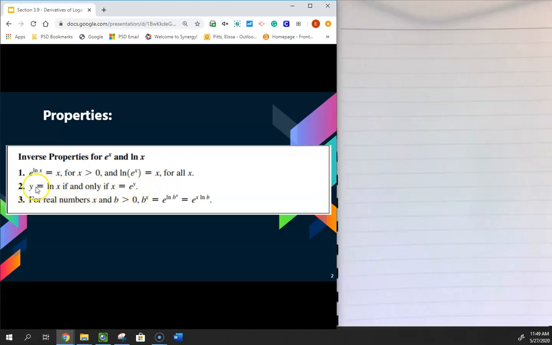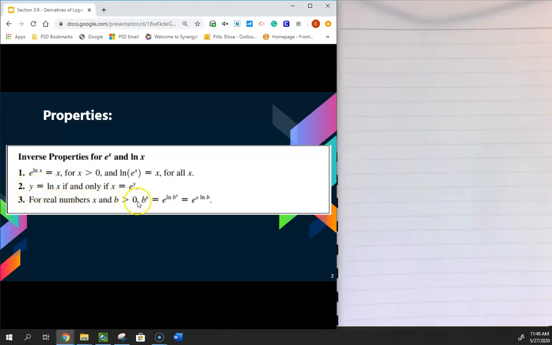Similar property: y equals natural log of x if and only if x equals e to the y. We could take e and raise it to both sides of this equation. E to the y equals e to the natural log of x. Those undo each other, so that's just equal to x. So we get x equals e to the y.